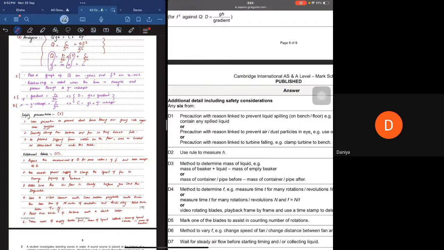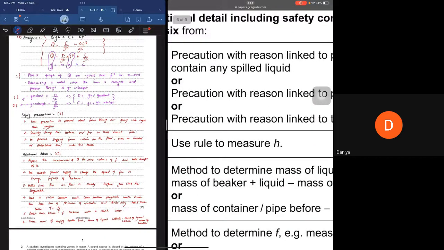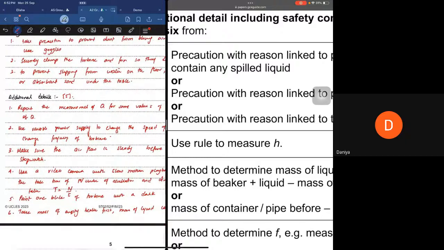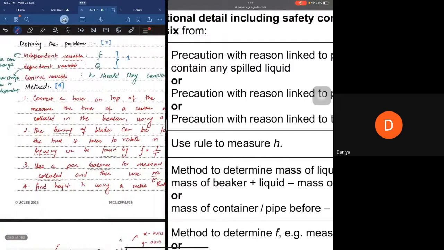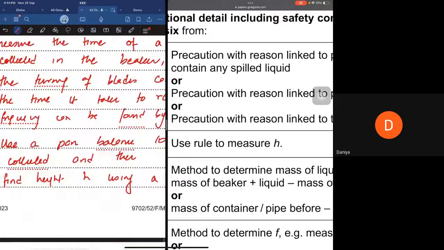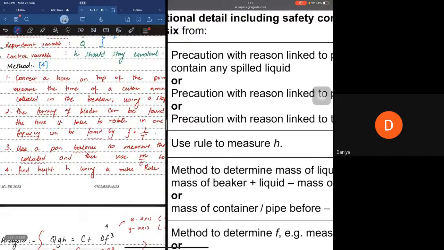Now, interestingly, in the additional detail, they have said use rule to measure H. We have not written it in these six. Do you understand? You've not done that. But since I wrote it here, that find the height using a meter rule, I'm automatically entitled to this mark. So you can basically write it anywhere, they will give you this mark. Do you get it? Yes, sir. This is why this is so important, right?